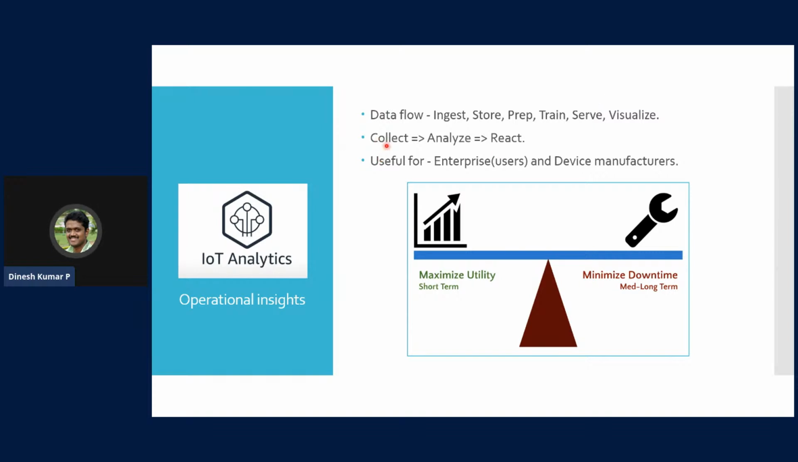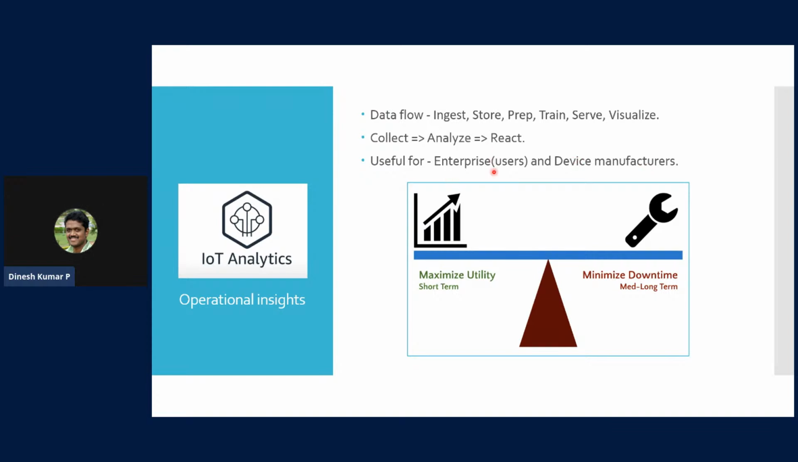In very short, there will be three main actions happening in IoT analytics. That is the collection of data, analyzing the collected data, and reacting based on the results produced from the analysis, right? And who will be benefiting from this? This is going to benefit two main parties from a business point of view. One is the enterprise users, and the other is device manufacturers.